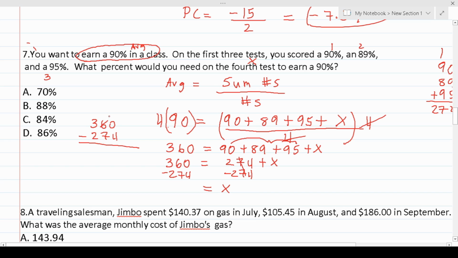We have to borrow. I'm going to look to the left at this 6, and I'm going to take 1 away from it. So this is going to become 5. This is going to become 10. 10 minus 4 is 6. 5 minus 7 we can't do, so we have to borrow from the left. This becomes 2. This becomes 15. 15 minus 7 is 8. And this X refers to the percent that you need on your 4 tests to have a 90 average in the class. As we can see, that is 86%. Okay?